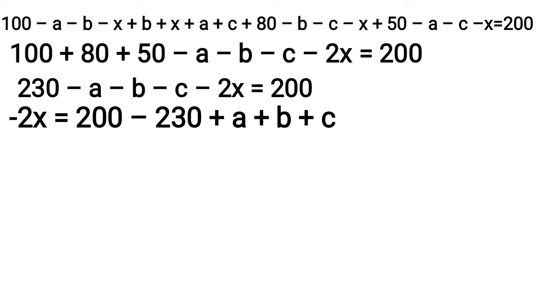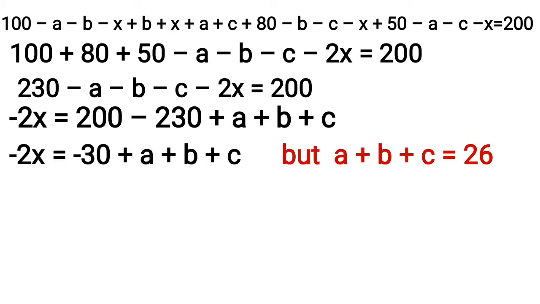All right, so we have minus 2x equals 200 minus 230, that is, 230 has crossed the equal sign, so it becomes negative. Minus a has crossed the equal sign, it becomes plus a. Minus b has crossed the equal sign, becomes plus b. And then minus c has also crossed the equal sign, becomes plus c. So 200 minus 230 is going to be negative 30. So we have minus 2x is equal to negative 30 plus a plus b plus c.